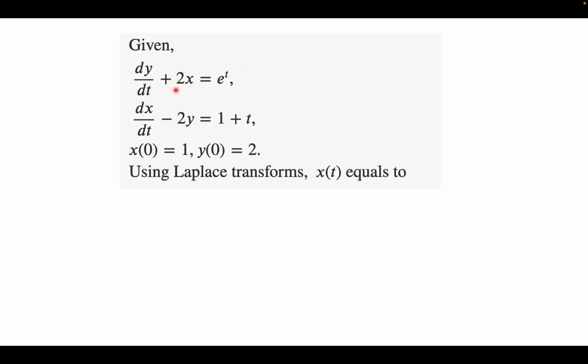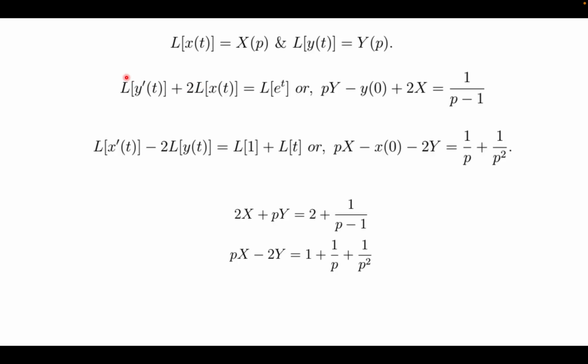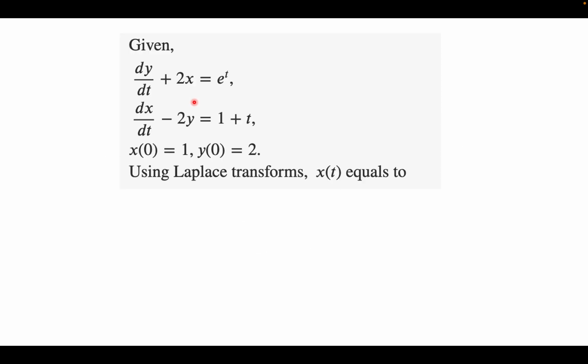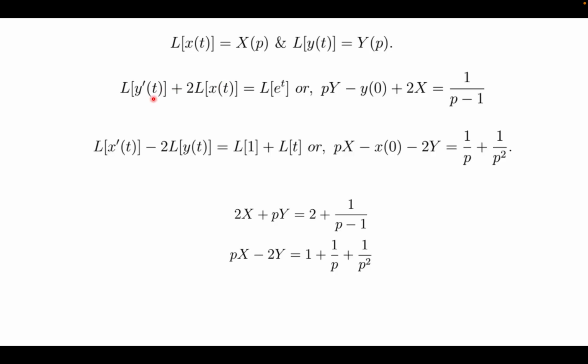Now what you do, you take the Laplace transform of both of these equations, on both the right hand side as well as the left hand side. If I take the Laplace transform of the first differential equation, which is dy by dt plus 2x is equal to e power t, then I can write it as L of y dash t plus 2 L of x of t is equal to the Laplace transform of e power t.